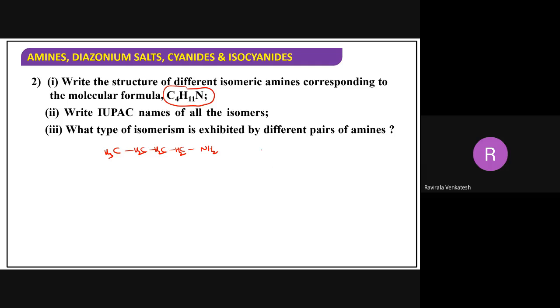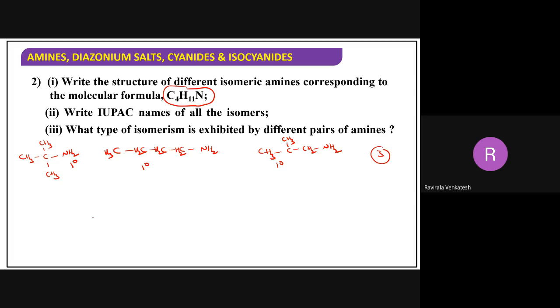Now next, another primary amine I am taking like this: CH3, CH2, NH2. In this way also we can make a primary amine. Can you make one more primary amine? Is it possible? Yes, sir. This is one more primary amine. So primary, I can make a total of 3 structures.